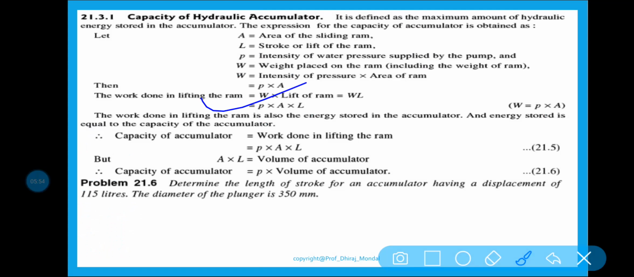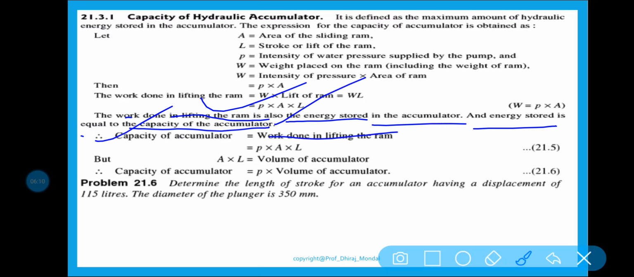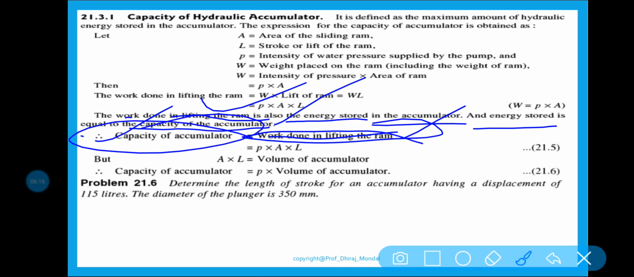Now the work done in lifting the ram is also the energy stored in the accumulator, and the energy stored is equal to the capacity of the accumulator. So the capacity of the accumulator is equal to the work done in lifting the ram, I can write. Because whatever work is done by the system, that is the capacity of the accumulator. So that is why we can write P into A into L.